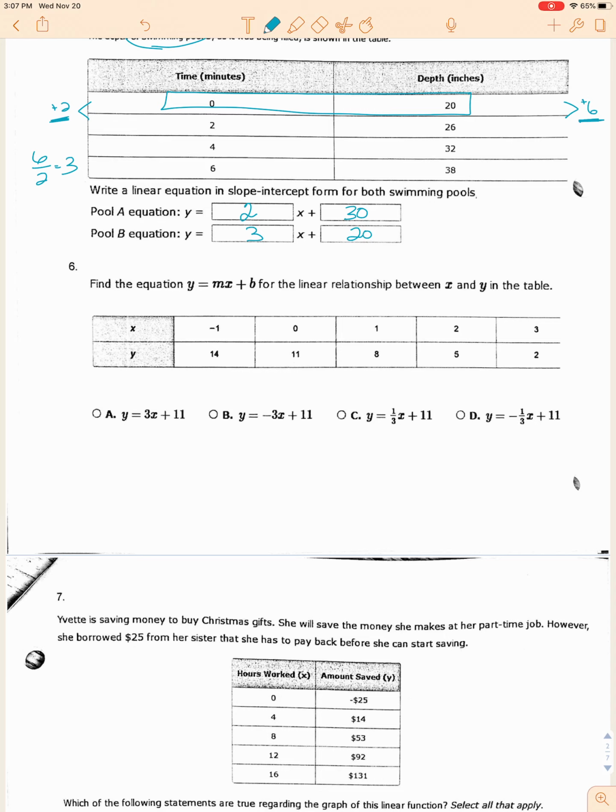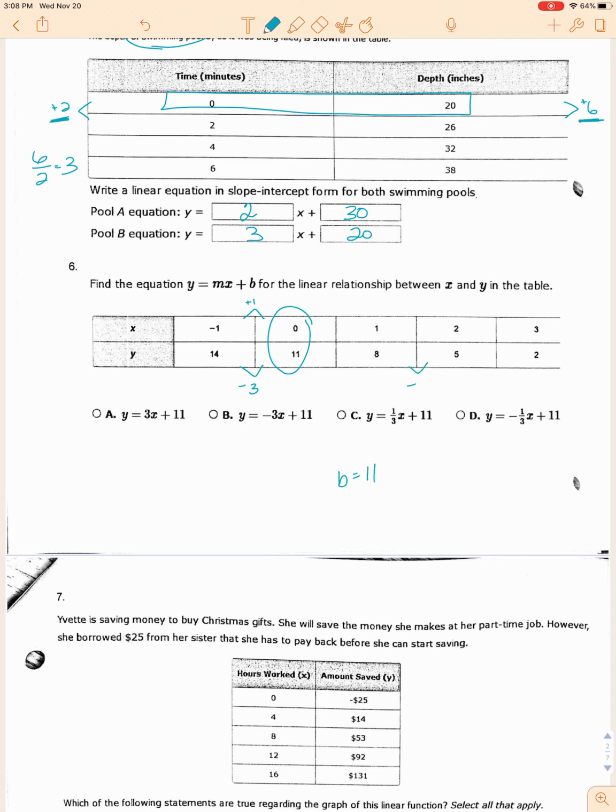All right, so number 6, the first thing I'm going to look for is the y-intercept. Again, y-intercept is where x is 0. So where x is 0 in this case is a positive 11. And now I'm looking for the rate of change. So I have 14 to 11. Well, the difference from 14 to 11 is negative 3. And then the difference from negative 1 to 0 is positive 1. If I was to do that somewhere else, you should get the same answer.